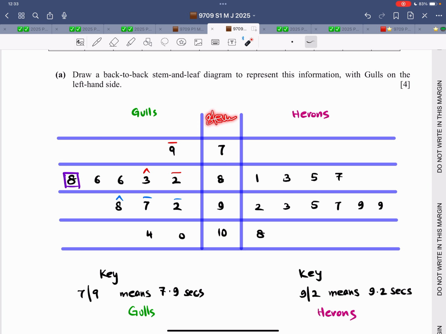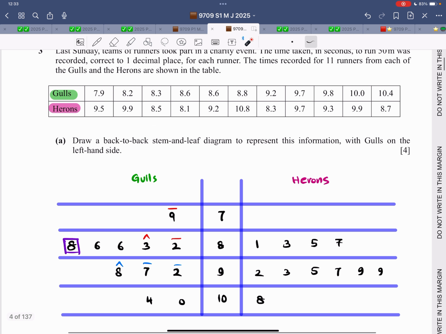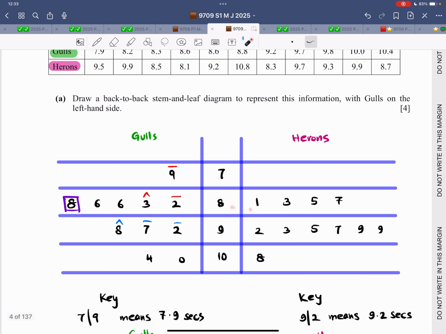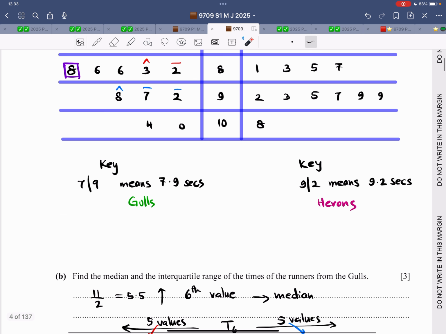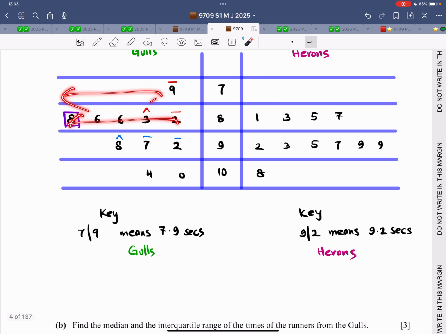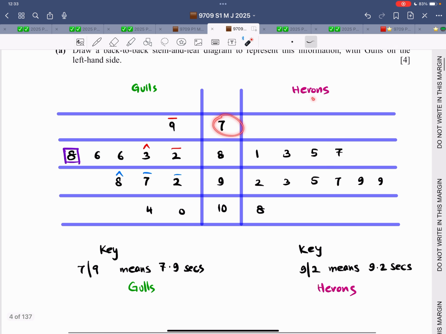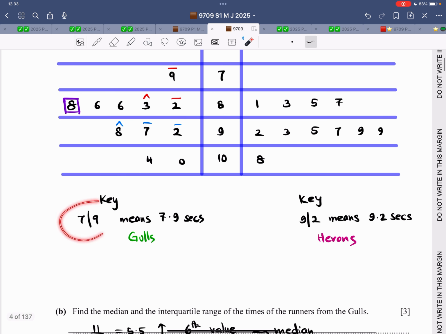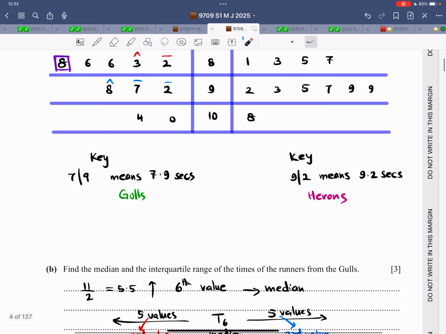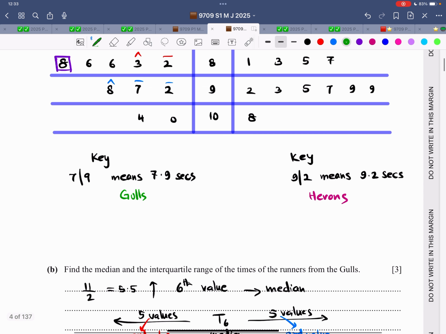You don't have to write the stem and the leaf, but that's how it's drawn. This is leaf, this is leaf. So now 7.9 is written as 9|7. And similarly 8|1 means 8.1 for herons. And the rest of the thing, we go in this order like this. And over here we go in this order like this. There is no value related to 7 for the herons, so that is left blank. Separate key for this, separate key for this. If you want to make one key, that is all good, all clear.